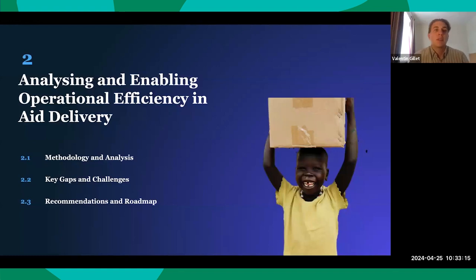Thank you, Max. So to come to our first part, analyzing and enabling the operational efficiency in aid delivery, we will start by explaining a bit about the methodology and how we proceeded to the analysis. Then we will explain the key gaps and challenges we could identify. And as a last point, we will present our recommendations and a roadmap to achieve those recommendations.